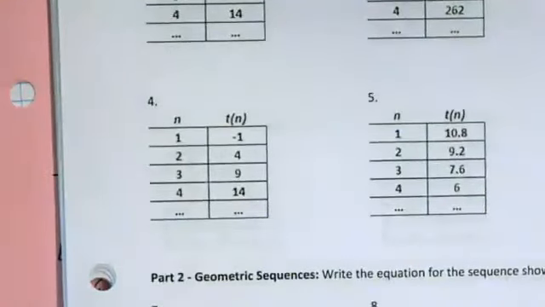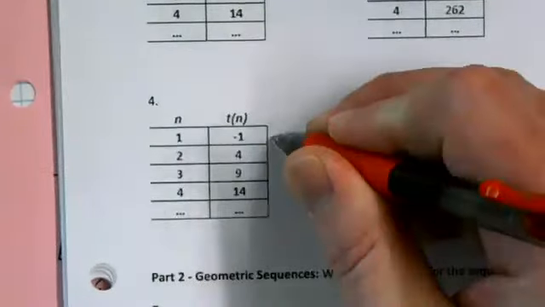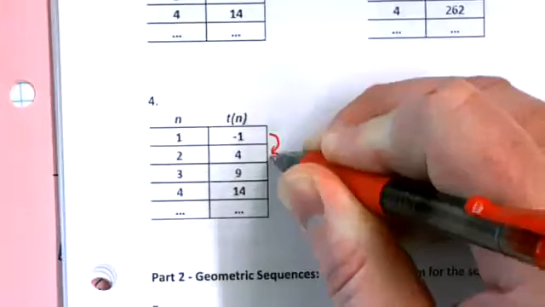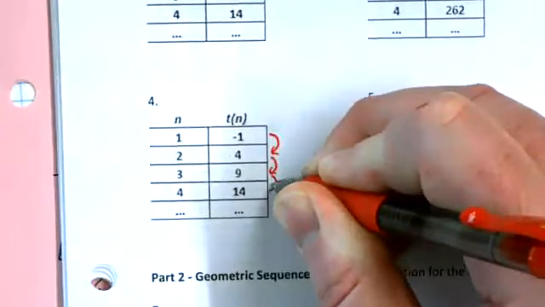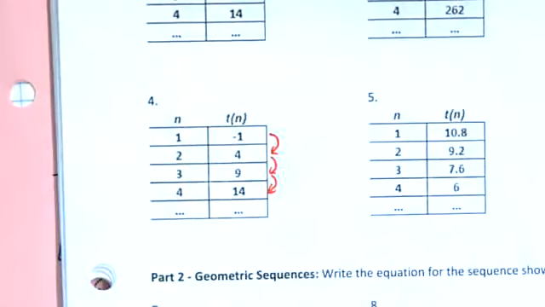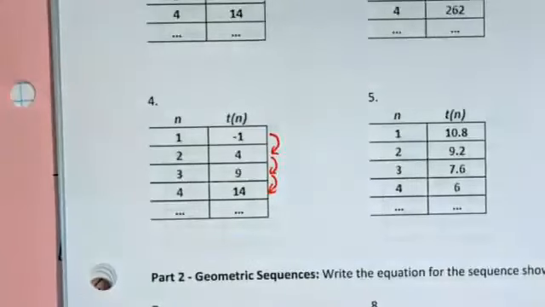So if we're going to write an equation, we need 2 things. We need to know what's our common difference. So what are we adding or subtracting each time? We also need to know the 0th term. So start by figuring out what is the pattern for number 4. What am I adding or subtracting to go to the next one? Are we adding or subtracting?